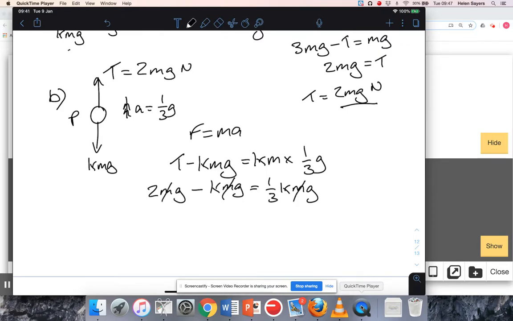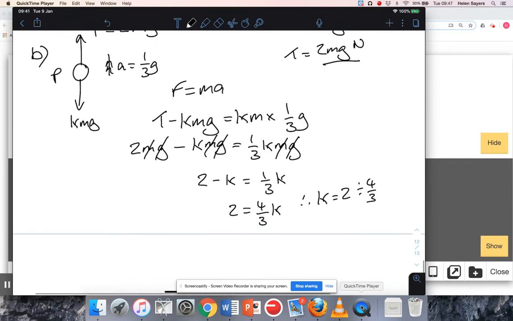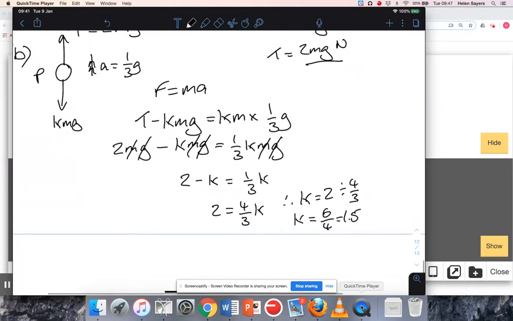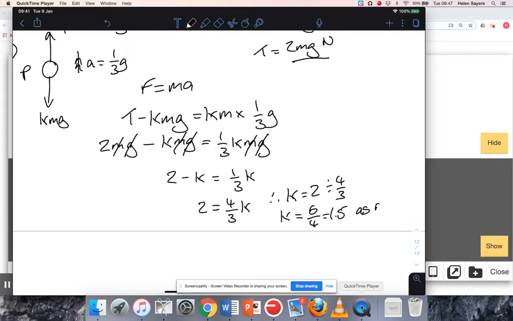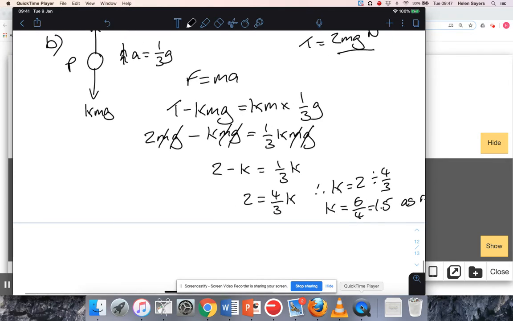They all have an m, and they all have a g. So that just leaves me with 2 minus k is a third k. So 1/3 k plus k is 4/3 k. So k is 2 divided by 4/3. And don't forget, this is a show that question, so I would go a little bit overboard on showing my working. So 2 divided by 4/3 is 2 multiplied by 3/4. So that's 1.5. And as this was a show that question, do just finish it off. So k is 1.5, which is what we were trying to show.